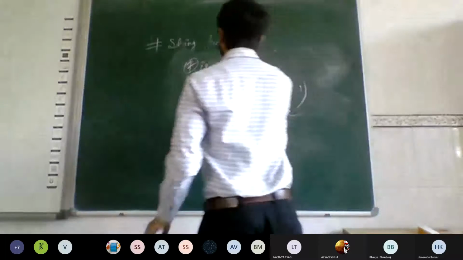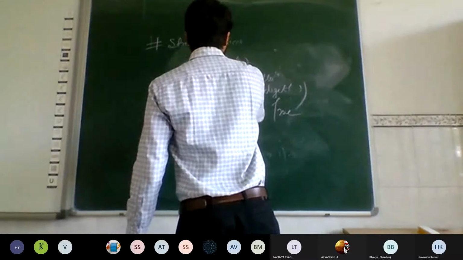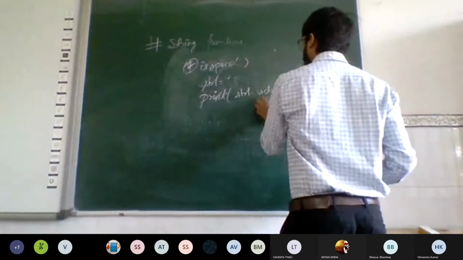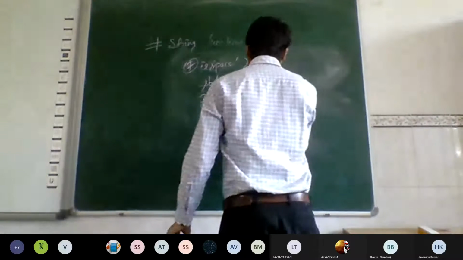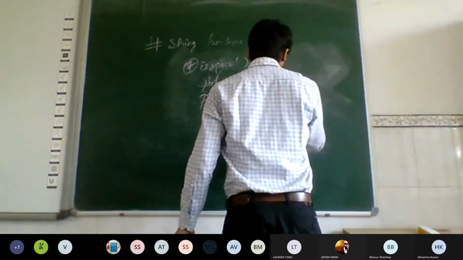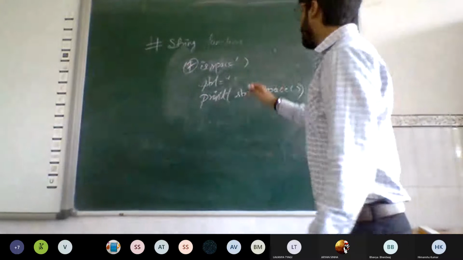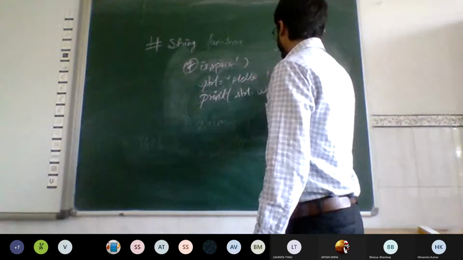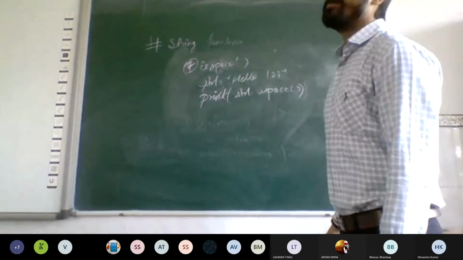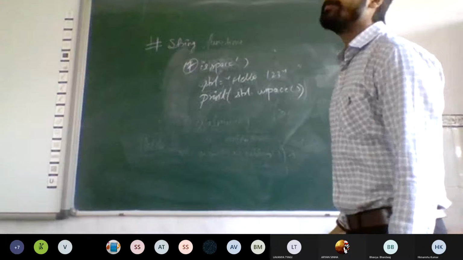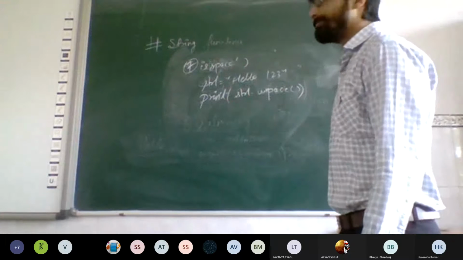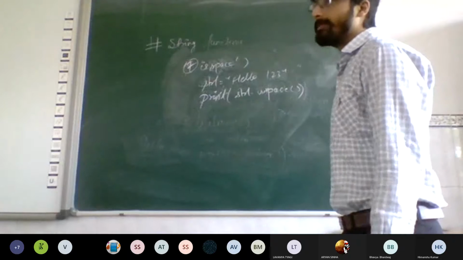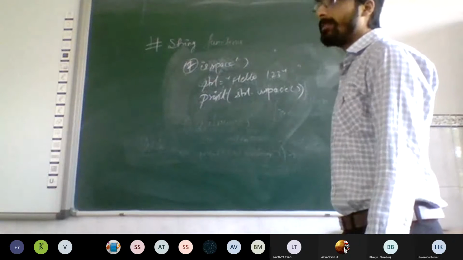Next is space. This space will check if the string is consisting only of spaces. Only of spaces. True or false? False. Why? Is the string having a space or not? So, true.